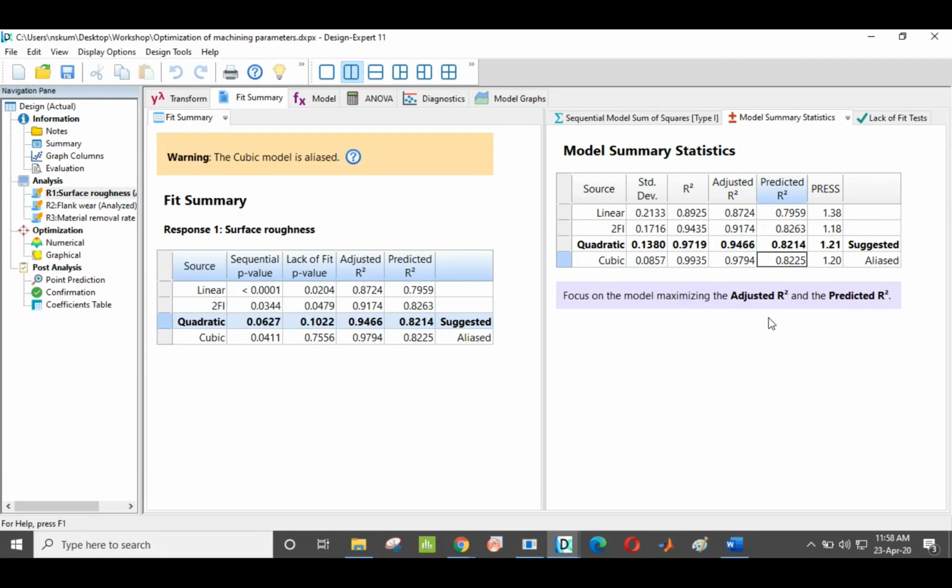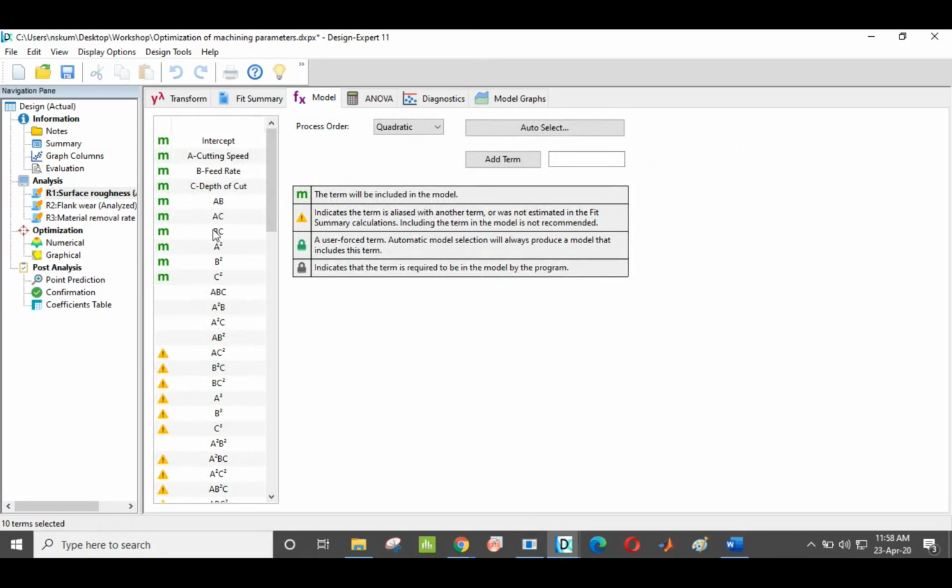Between some parameters, so it is not suggested. So the system is suggesting the quadratic model. So the quadratic it has taken. Here you can see the alias terms in the orange triangle, so just omit that. Here I am going to consider only quadratic.